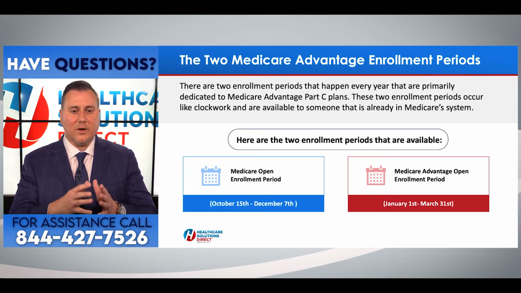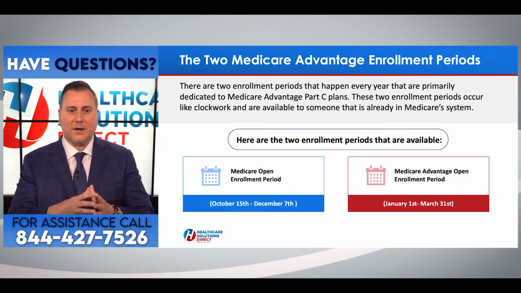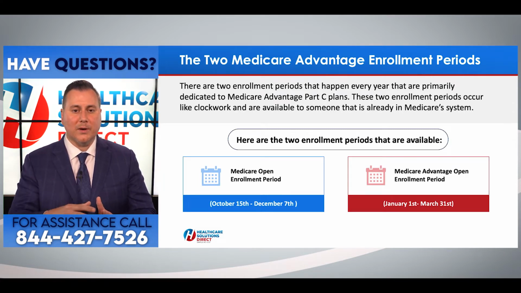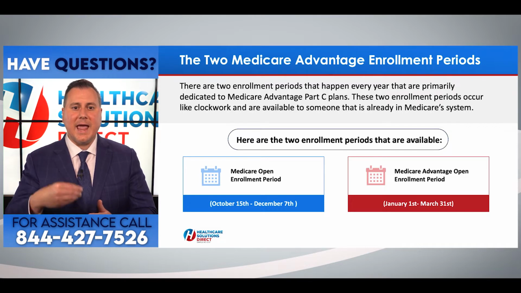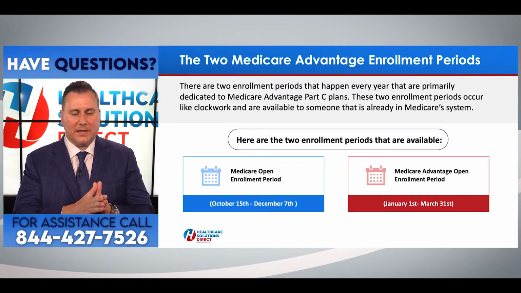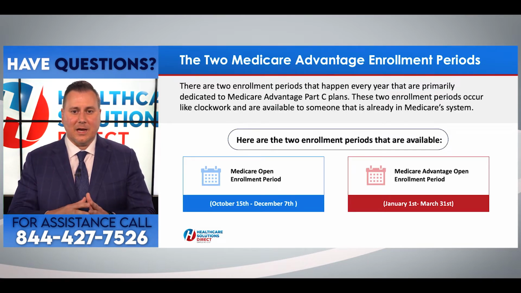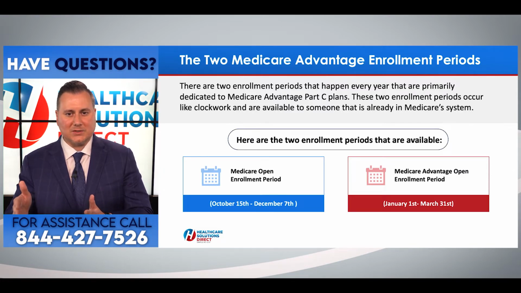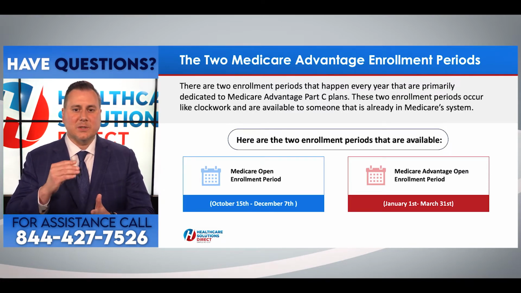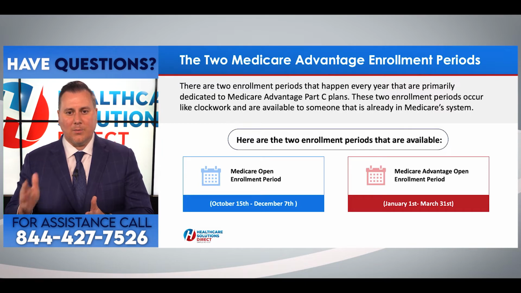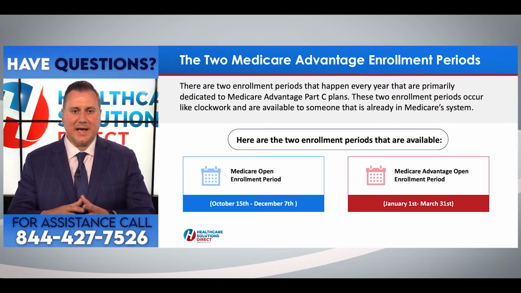The very first enrollment period for Medicare Advantage is called the Medicare Open Enrollment Period. A lot of people will also call it the Annual Enrollment Period. Again, it happens every year between October 15th and December 7th. The second enrollment period is the Medicare Advantage Open Enrollment Period, which we're going to discuss in a second, which is between January 1st and March 31st. So let's jump into that right now.